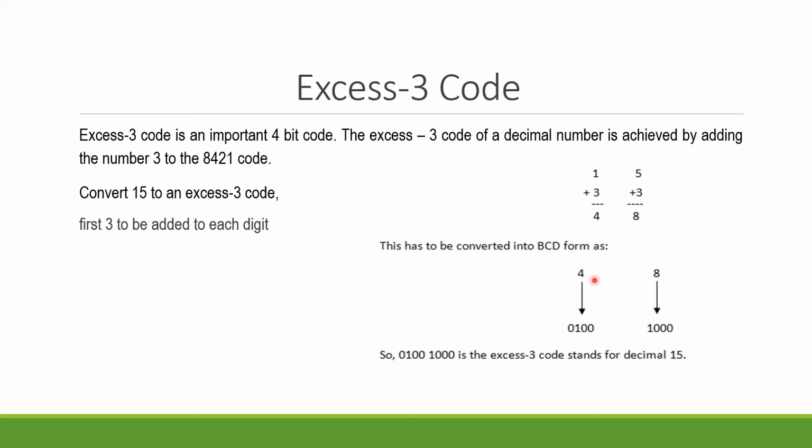So what we have done is simply added 3 to each digit, and then we convert these digits into the 4-bit 8421 code. Now this 4 can be written as 0100 and this 8 can be written as 1000. Later on we just group the two binary numbers and we can achieve the XS3 code for decimal number 15, and it is 01001000. This is the XS3 code for the number 15.